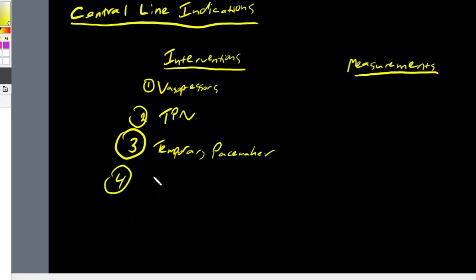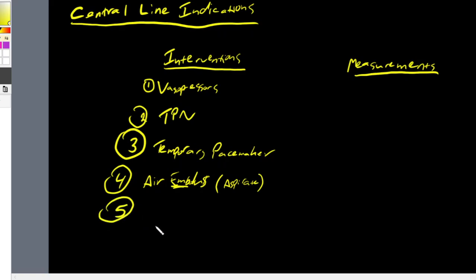The fourth indication for a central line is if your patient has an air embolus, which we will talk about in another video. This is an emergency, and one of the interventions that you can do is you can place a central line and aspirate the air out of there in order to stabilize the patient.